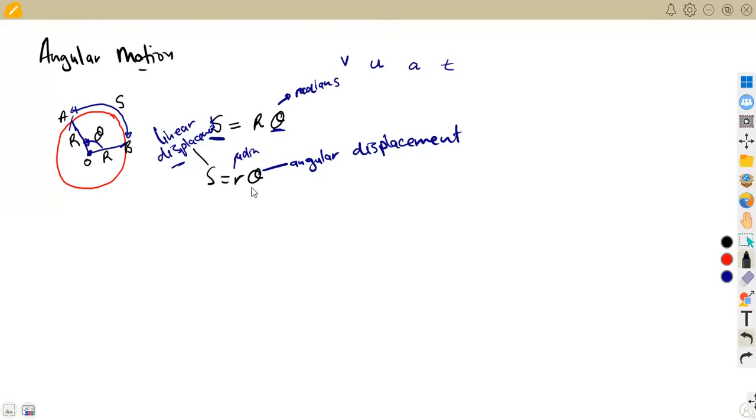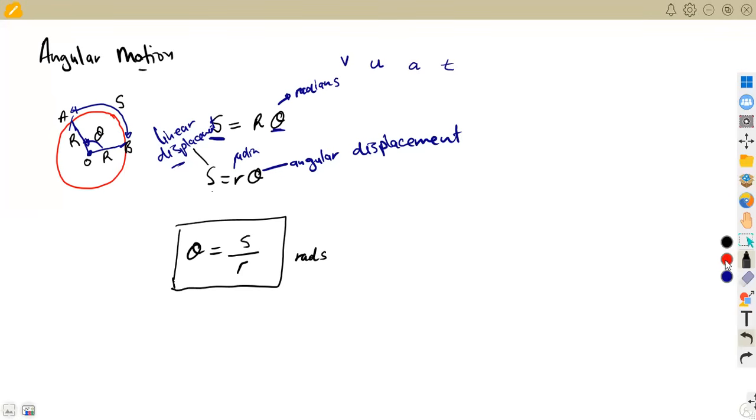So it follows that we can make theta the subject, where theta will be equal to S divided by R, so it will be S over R. So theta can be calculated from the displacement, which is our linear displacement, over the radius, and this is going to give us our theta. We say this is the angle measured in radians, so our theta will be in rads.